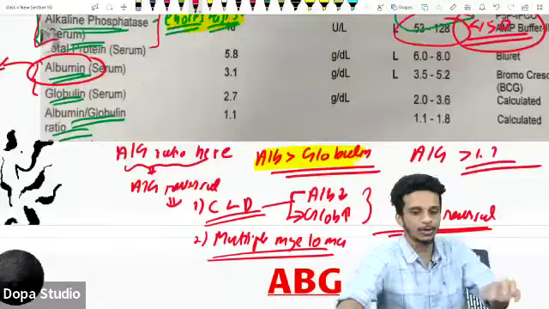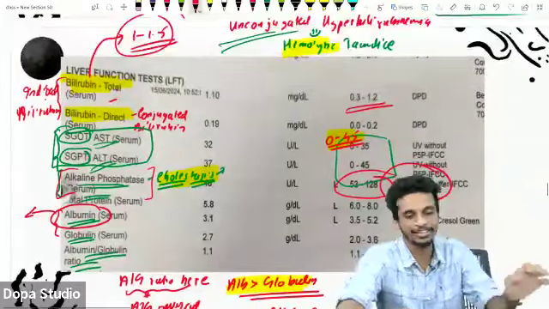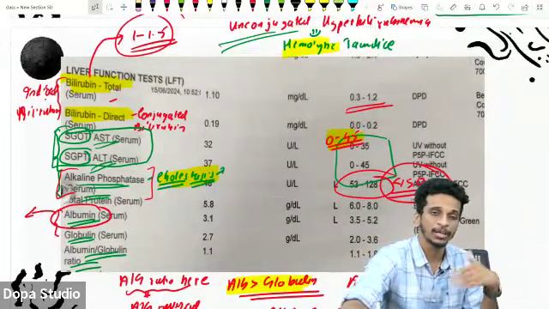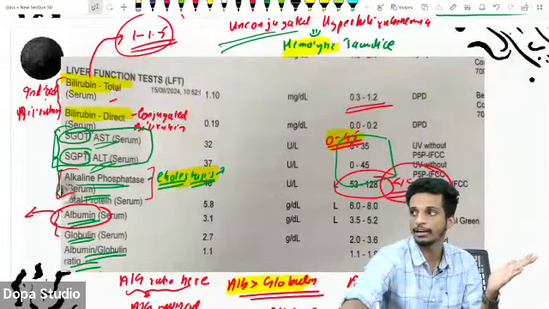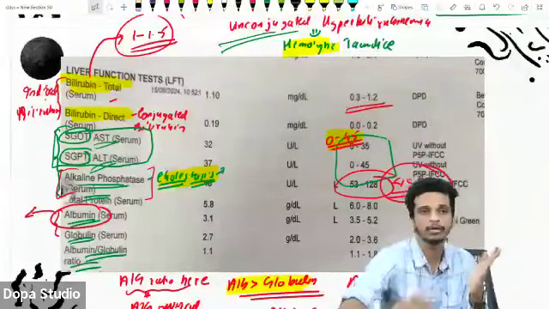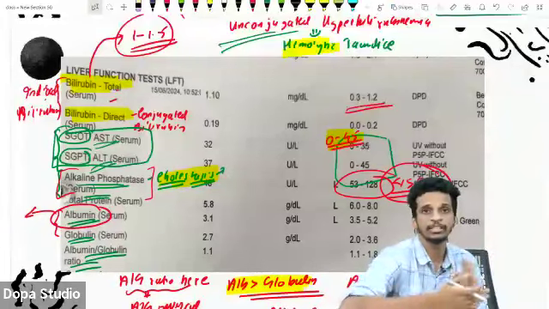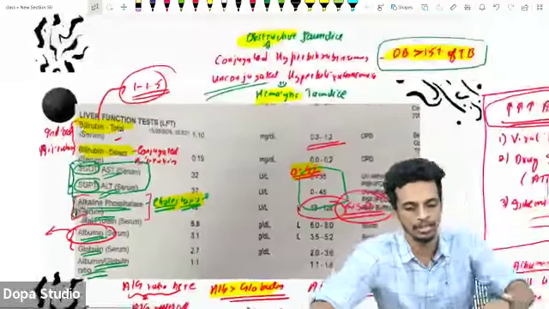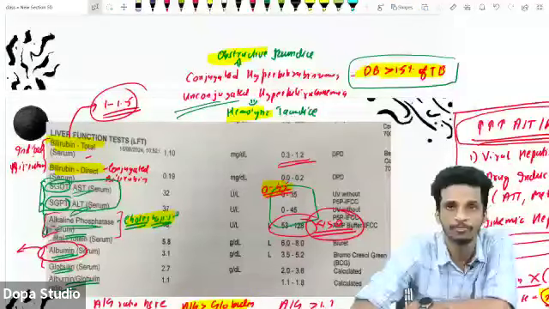I hope it's clear. So for LFT, we have started discussing after 9 p.m. Actually we have much more to discuss in LFT, including the normal values of the liver enzymes, but this is the basic. These are all the parameters that we look at in LFT.